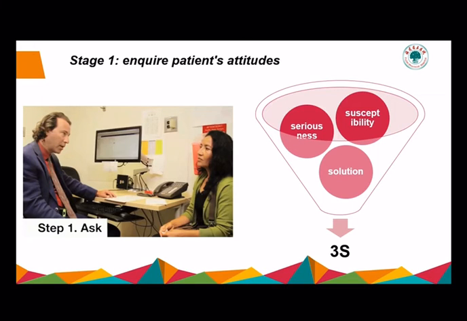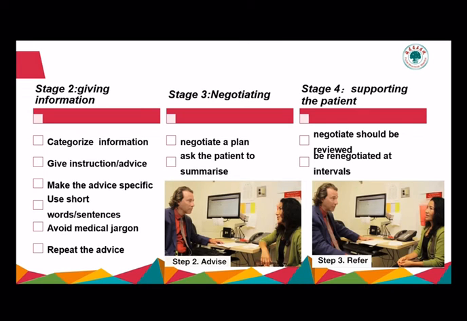Step 2. Giving information. There are some basic rules about giving information. Organize the information into categories and explain what they are, and give instruction and advice early in the interview. Make the advice specific. Use short words in short sentences. Avoid medical jargon, and repeat the advice during the course of the interview.